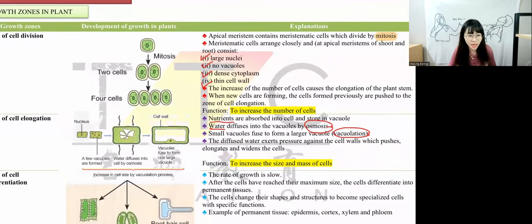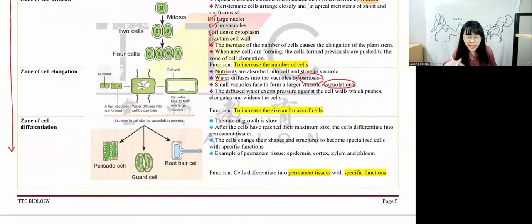So this is the elongation. And then differentiation. Differentiation means what? Every differentiation, they will become a permanent tissue with specific function. Remember, every differentiation, they will have a specific function. In order to form into permanent tissue, they will change in shape and structure. Permanent tissue can be the ones that we learned just now. We have xylem, phloem, guard cell, parenchyma, collenchyma, sclerenchyma. Those are known as permanent tissue.